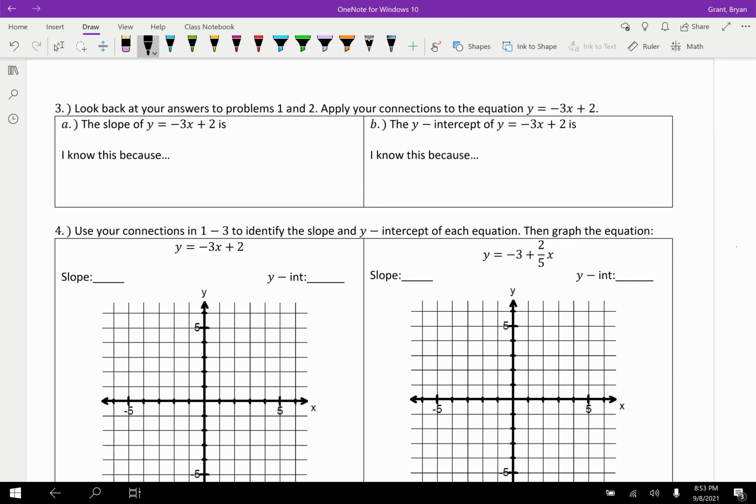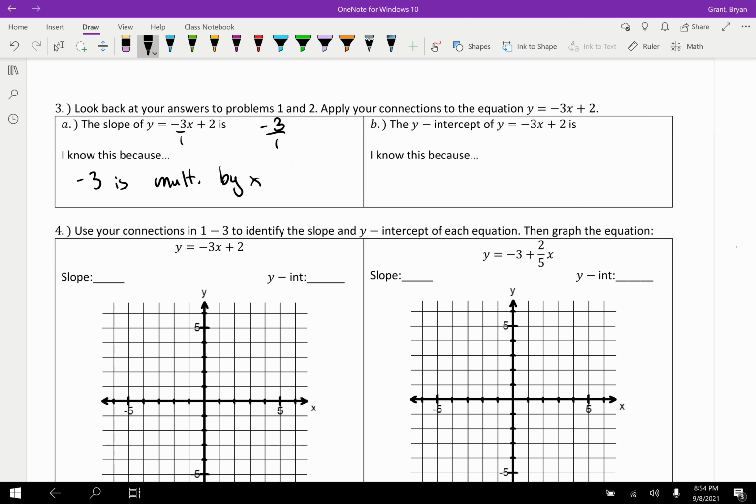Just by looking at the equation, no graph here, no table, can we tell what the slope is? Well, hopefully you said, yeah, the slope is negative 3, or as a fraction, you can write this as negative 3 over 1. And I know this because negative 3 is multiplying by x.